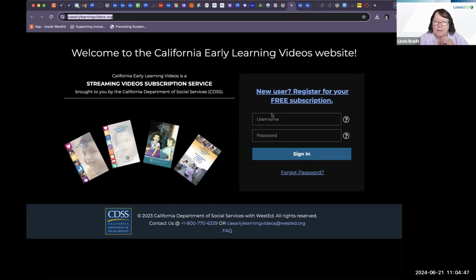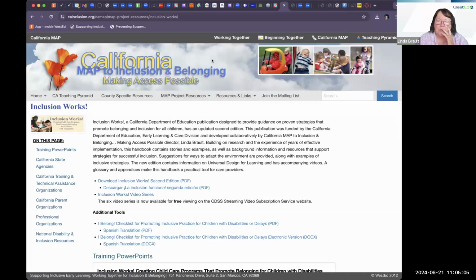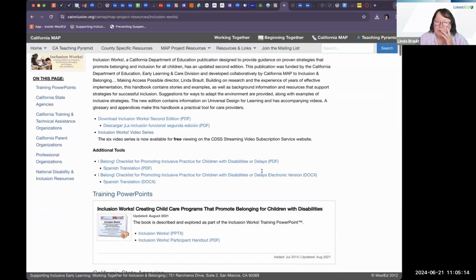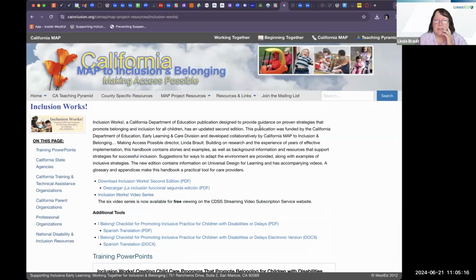If you get to that link, you have to sign in as a user, but you just create a password, and it's free to everyone. Then when you get in there, you look for the videos from Inclusion Works, and that's how you will find them. And this is the page for Inclusion Works on our website that has downloading the book in English and in Spanish. And then here is the video series, and there are some additional tools if you're interested.